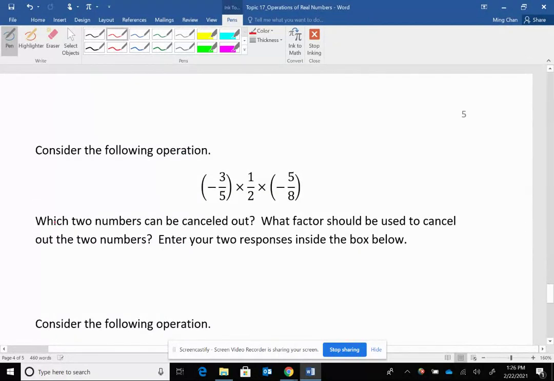All right, consider the following operation. Which 2 numbers can be canceled out? What factor should be used to cancel out the 2 numbers? There are 2 different responses. So which 2 factors can be canceled out? Just look at it. This is multiplication between fractions. So tell me which two can be canceled out and what number you use. Separate them with a semicolon for me, please.